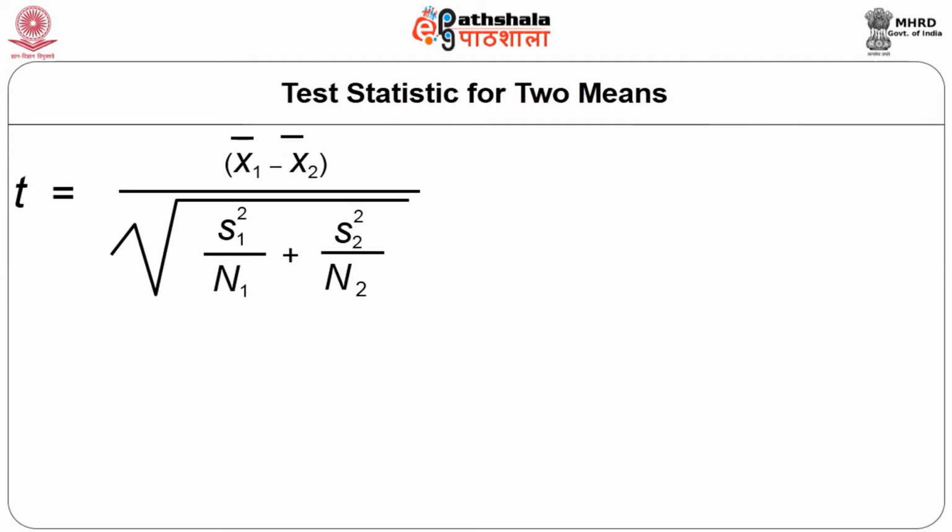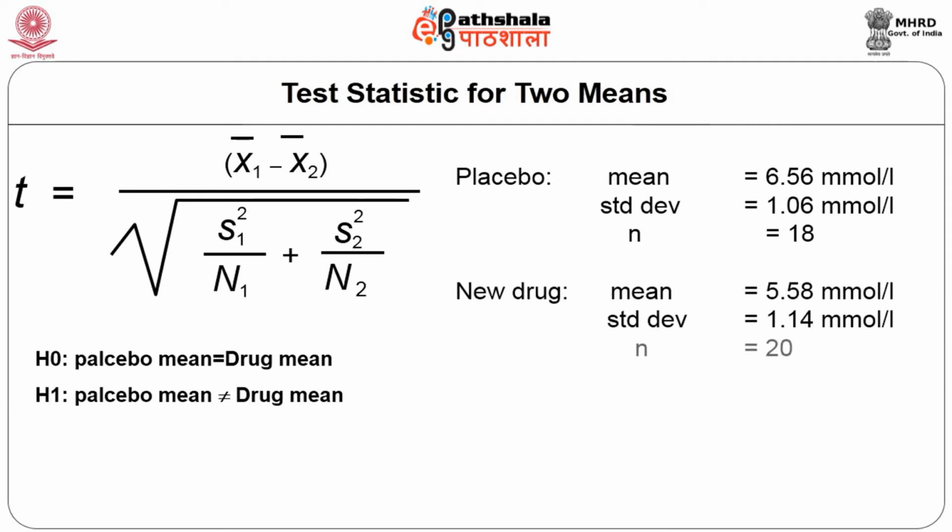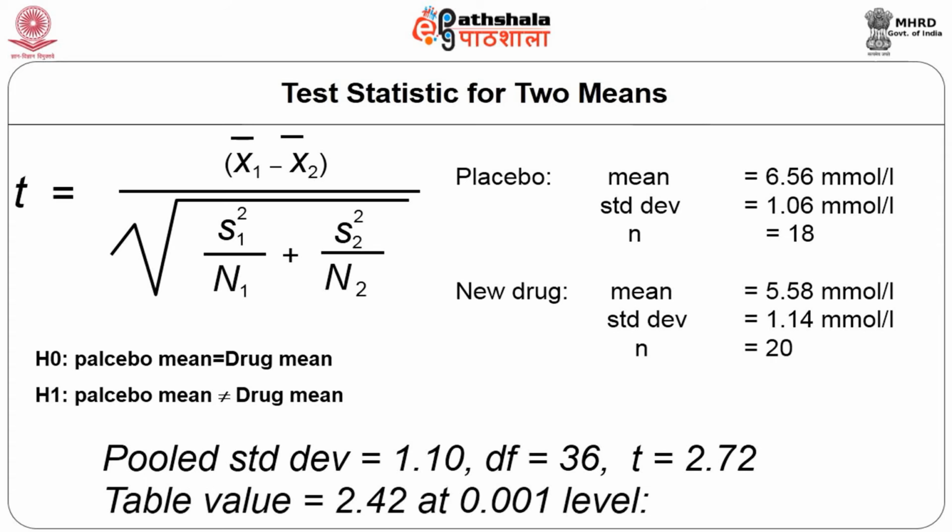If at all you have groups where you are not assuming the variations are homogeneous, or they are somewhat different, then you can use this formula. The numerator won't change: the mean of the first group minus the mean of the second group, divided by the square root of the variance, or standard deviation square, of the first group divided by the number of subjects of the first group, plus the variance of the second group divided by the number of subjects of the second group. The testing of hypothesis is the same as we have done, saying that the null hypothesis is same and the alternative hypothesis is different. If this is significant, you reject the null hypothesis. If it is not so, you accept the null hypothesis.